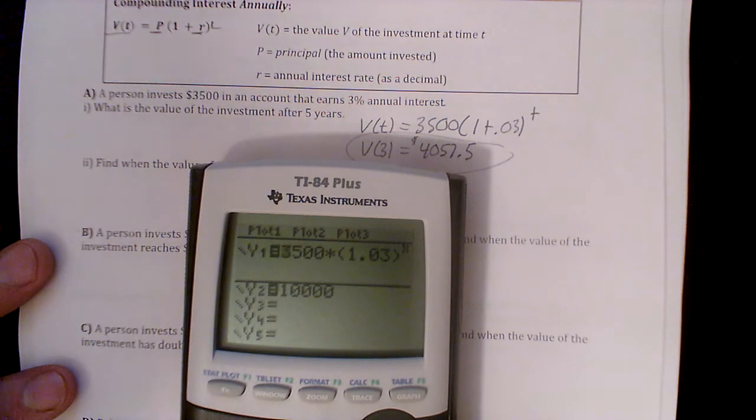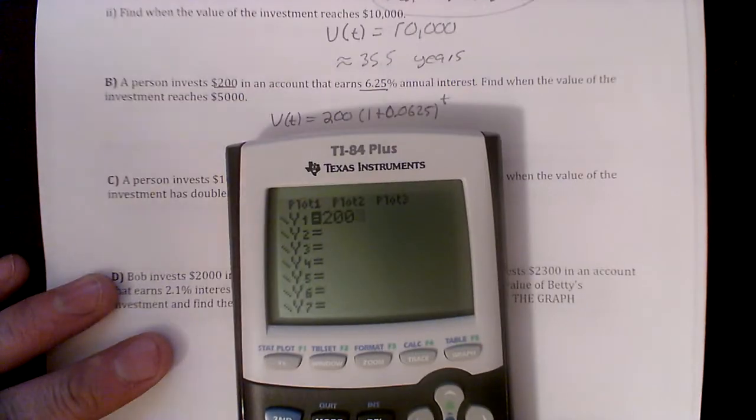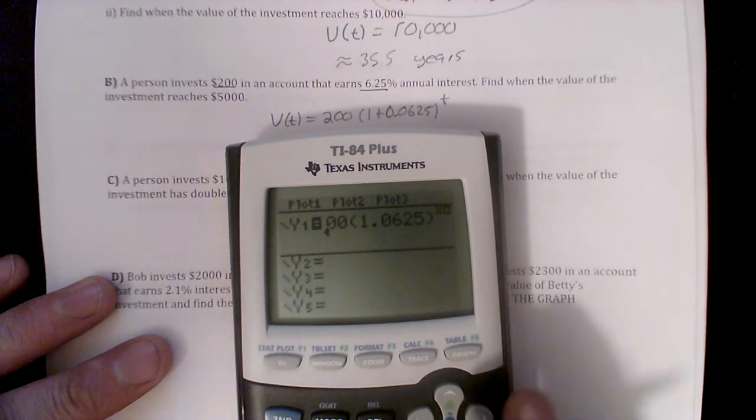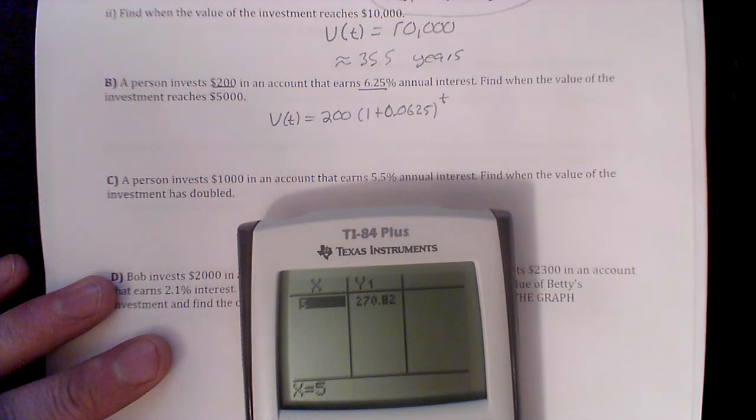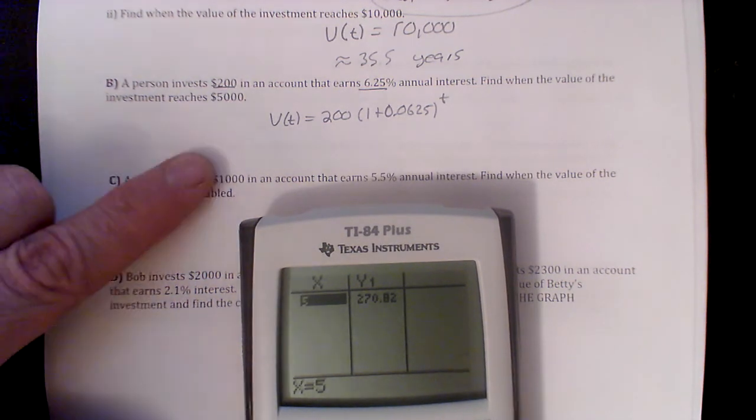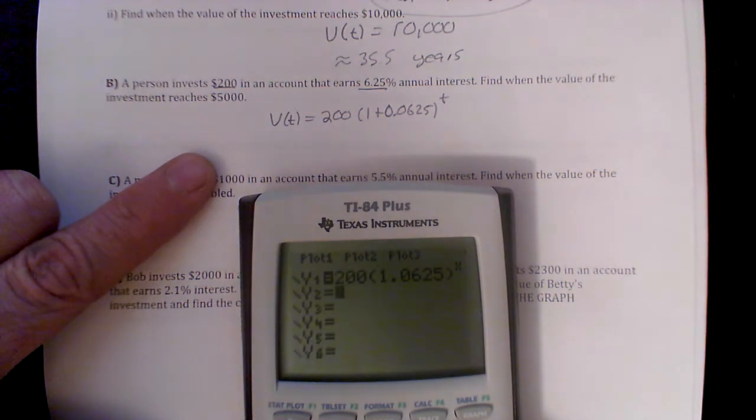We're going to go right here. Let's clear that out and that out. I'm going to say, hey, 200. Alright, let's read that. And then, what is it? 1.0625. And raised to the x power. And we'll go back to our table. It says find the value when it's doubled. Okay. Oh no, that's not it. It says estimate reaches 5,000. So let's just go in here and we'll set this equal to 5,000.